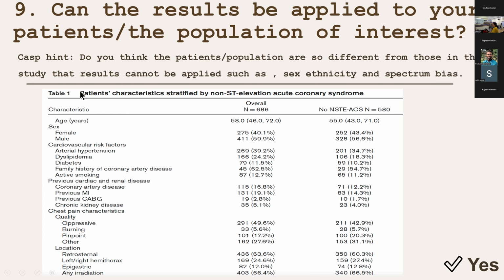And the risk factors also seem kind of similar to what we would get, except maybe diabetes would be much higher in our population. And in STEMI, that's a relevant point because it would increase your baseline prevalence.